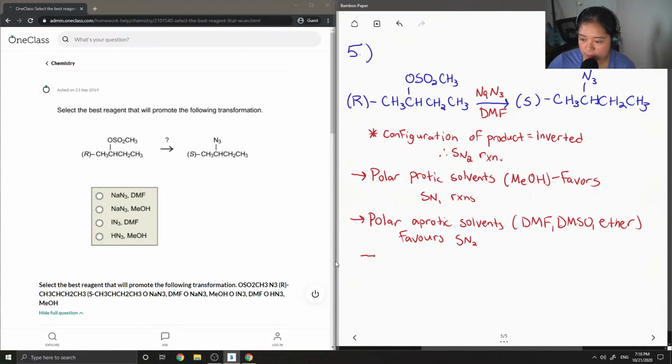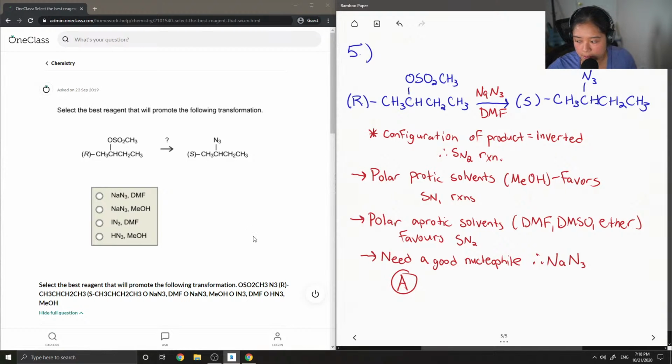So now we know that we can rule out the methanol in the two options. So now we're just looking at sodium versus iodine. So for this reaction in particular, we need a good nucleophile. So that's why we chose NaN3. So this is option A.